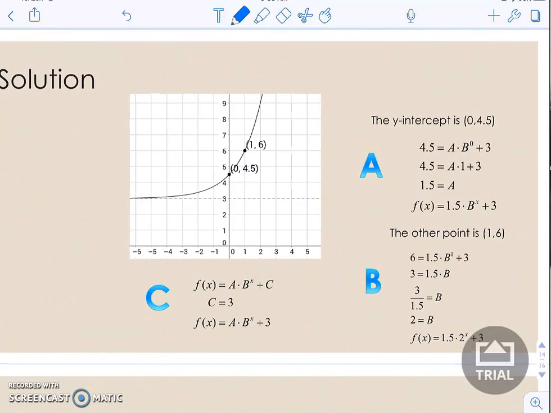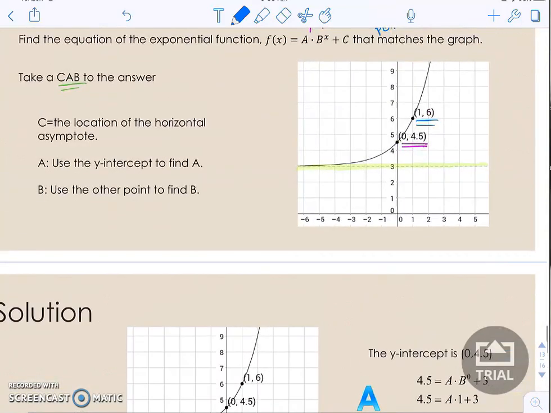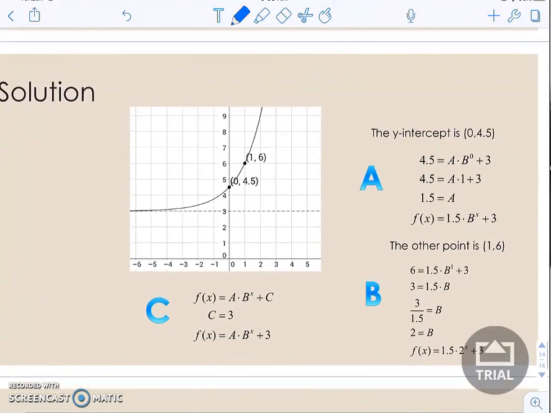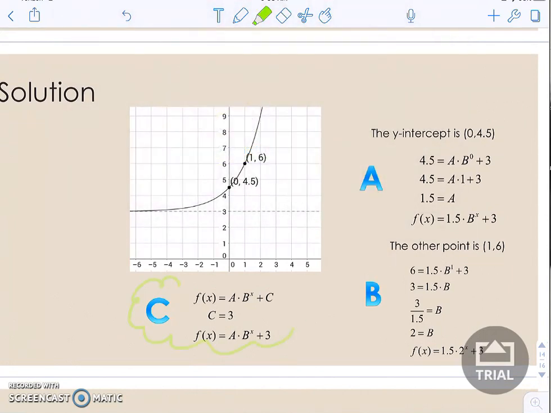I know that everything is showing up on your screen at once just because of the app that I'm using, but I want you to focus on one at a time. The very first thing I would like you to focus on is C. So I'm going to put my little green highlighter around that. Again, remember all we did was look to see where our horizontal asymptote is. That is at the value of 3, and so we have replaced C with the value 3. That's all we had to do to find C. Okay.